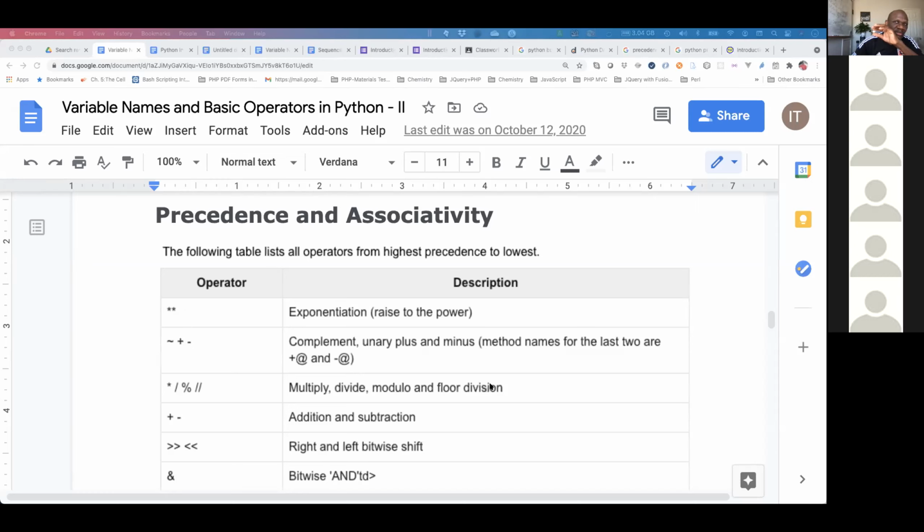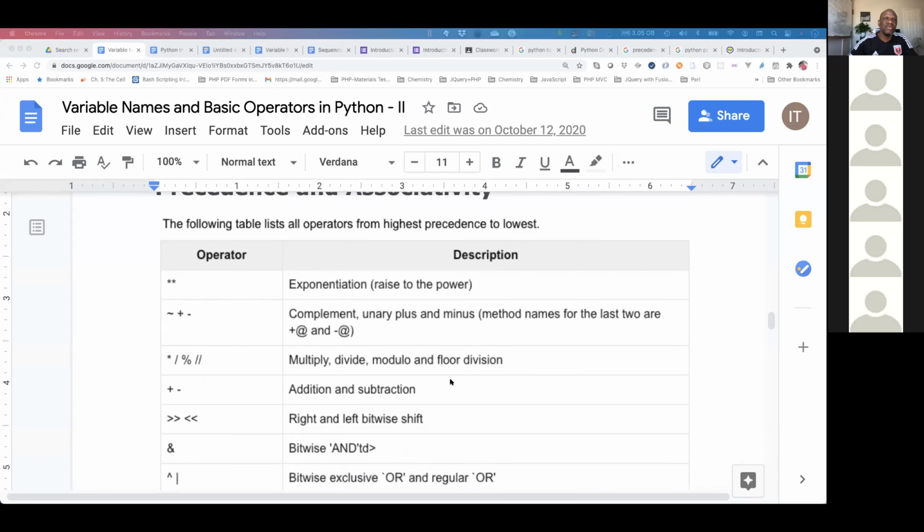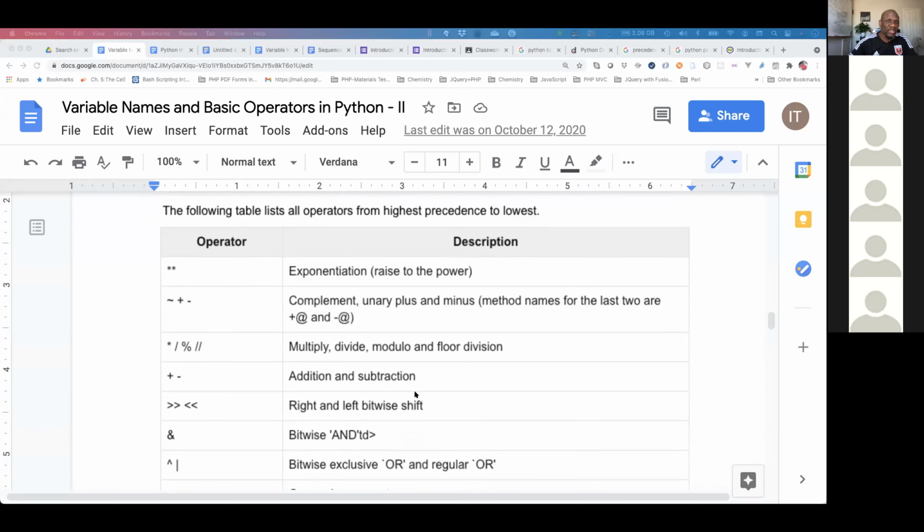And then there's the floor division. Floor division will give you the lowest. If you try 10 divided by 3, if you really want to know, it will give you 3 on the floor division. And then we have the typical addition and subtraction. This one comes like number 4. And then we have the right and left bitwise shifts. This will come number 5.